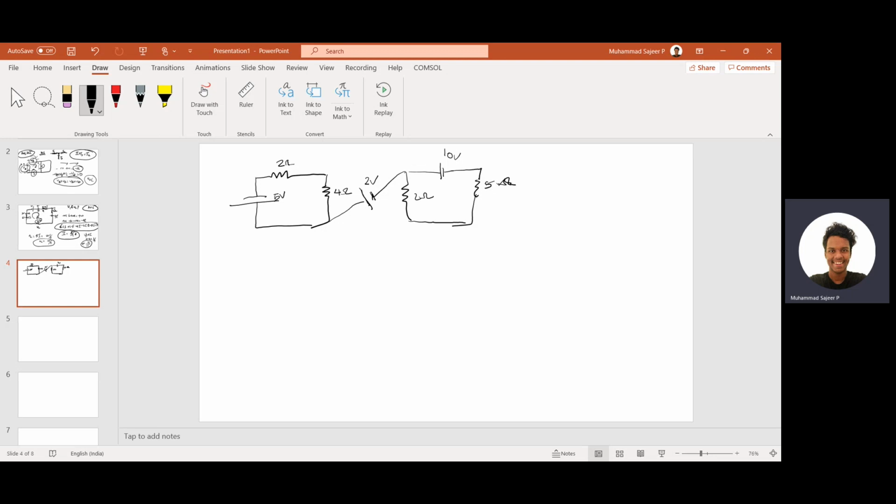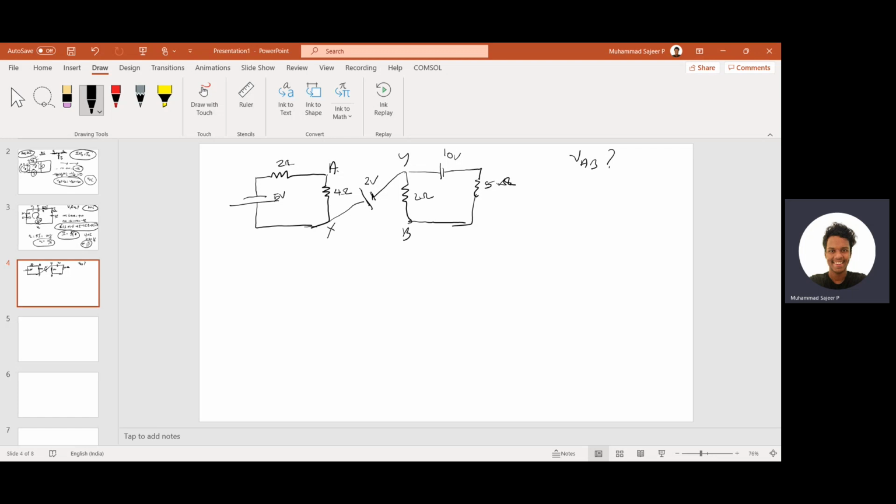So my question is, what is VAB? So what is A and B? I have A point here. I have B point here. What is VAB? That's my question. I want to find the voltage between A and B. Interesting, right? I'll just name this point as X and this point as Y.